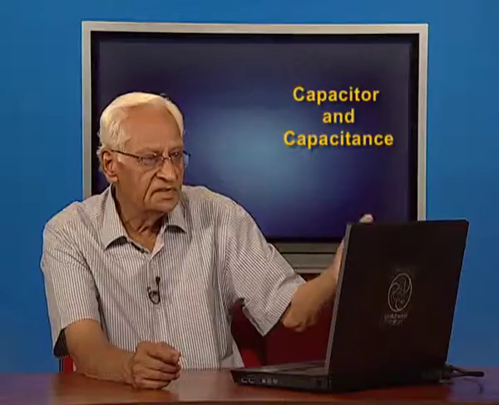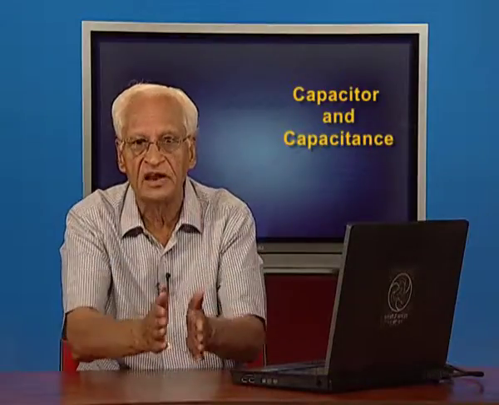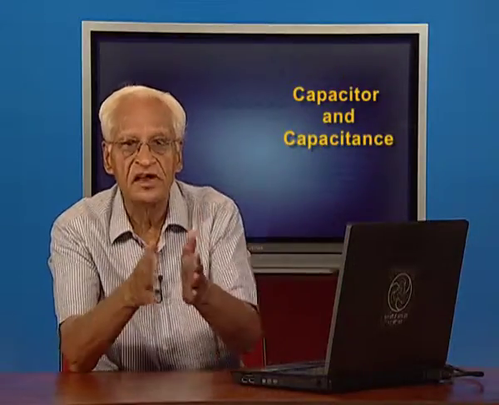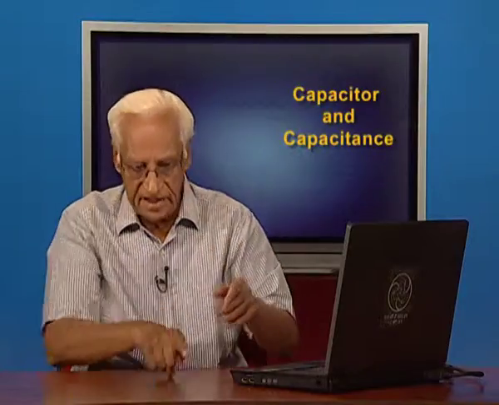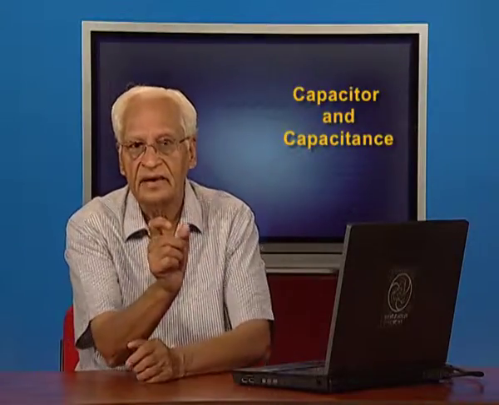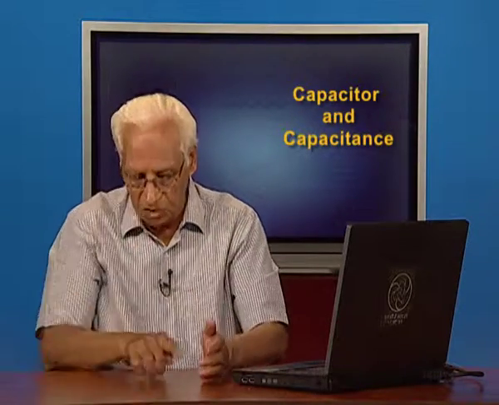This energy is actually due to the electric field inside the capacitor. You see, between the two plates there is an electric field, and this electric field provides the energy to the capacitor. Let us look at this energy density, energy per unit volume. A is the area of the plate and d is the distance. Therefore, A times d is the volume of the capacitor.